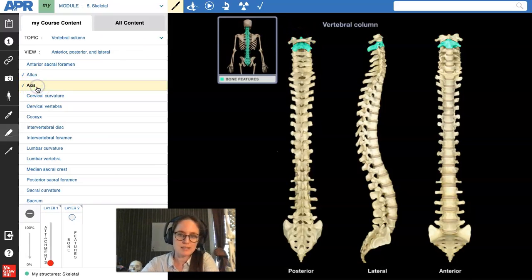And then axis is after that, and you see it has this little thing that sticks up into the atlas, and it sort of allows for this pivot joint to be there.